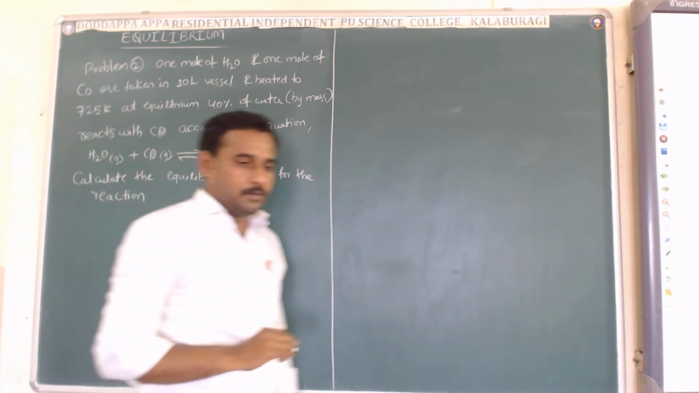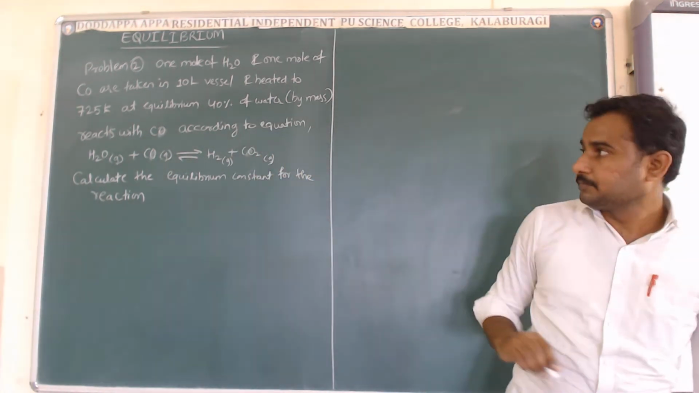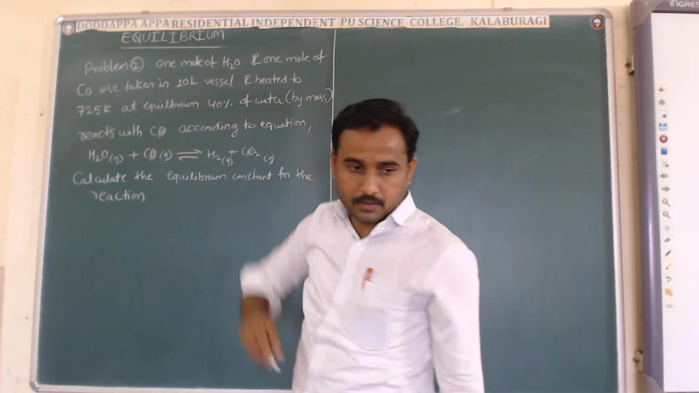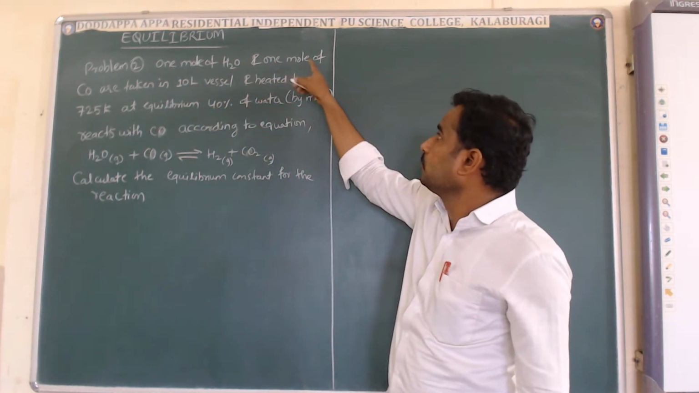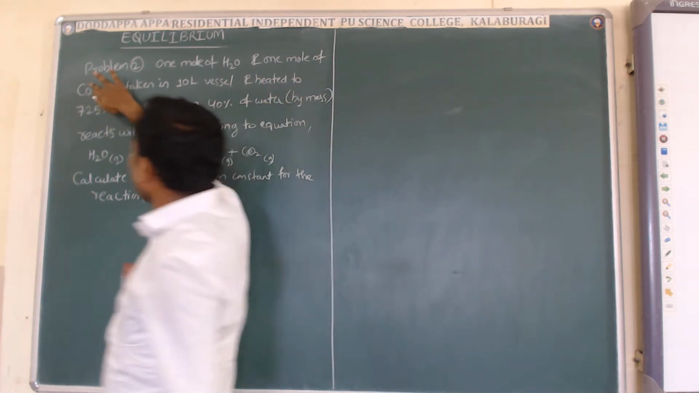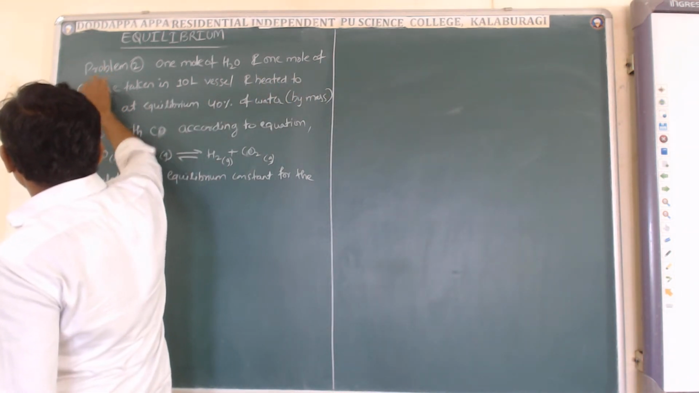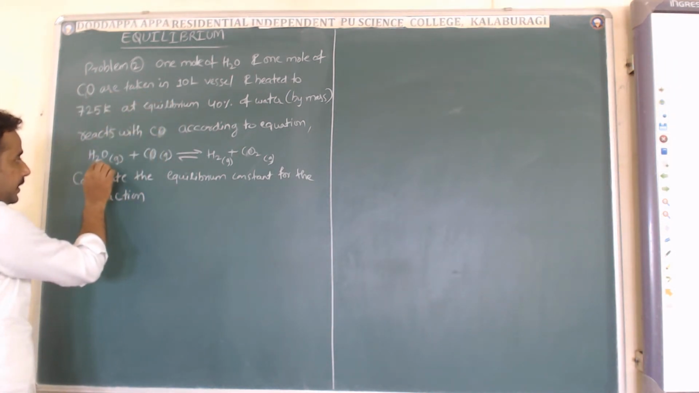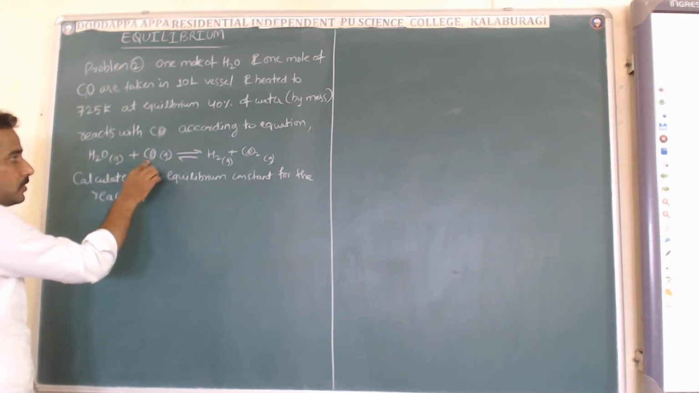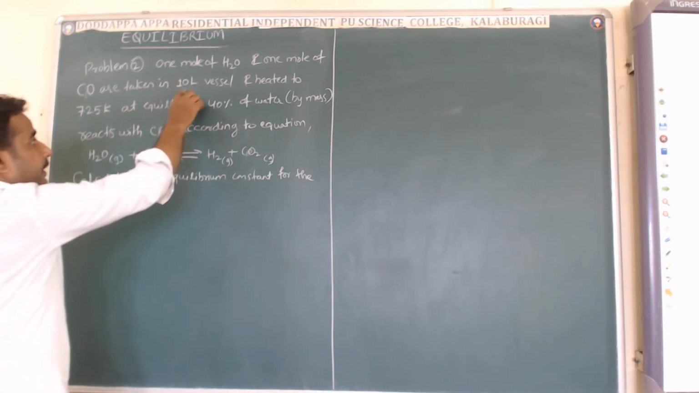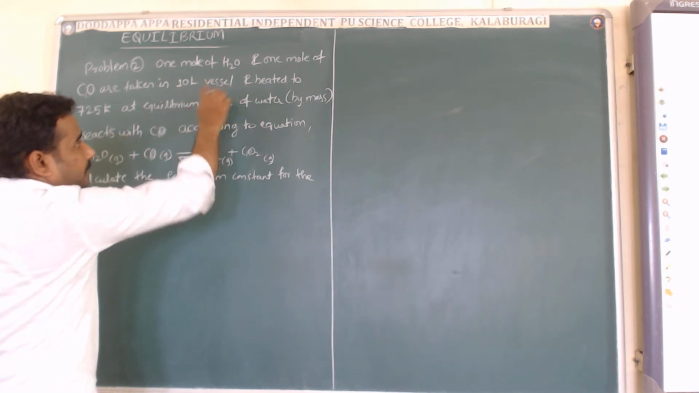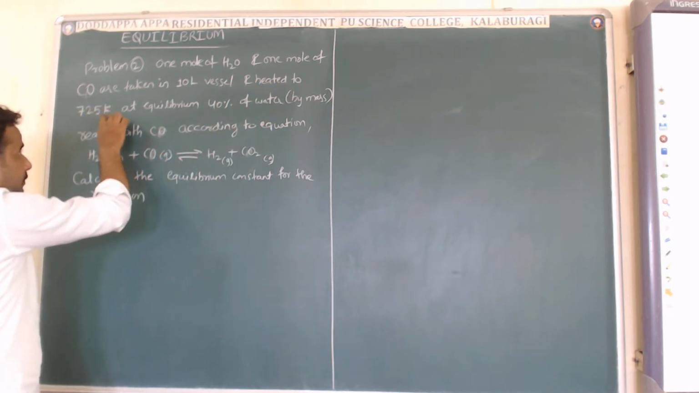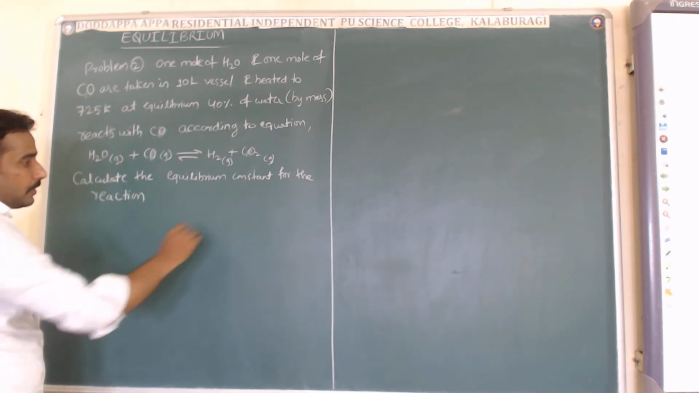You see on the board here, that is the problem. What they are asking: 1 mole of H2O and 1 mole of carbon monoxide, CO, are taken in a 10 liter vessel and heated to 725 Kelvin.